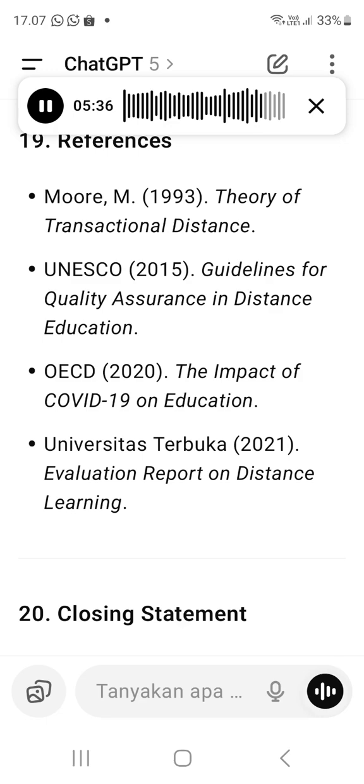19. References. Moore, M. 1993, Theory of Transactional Distance. UNESCO 2015, Guidelines for Quality Assurance in Distance Education. OECD 2020, The Impact of COVID-19 on Education. Universitas Terbuka, Evaluation Report on Distance Learning.